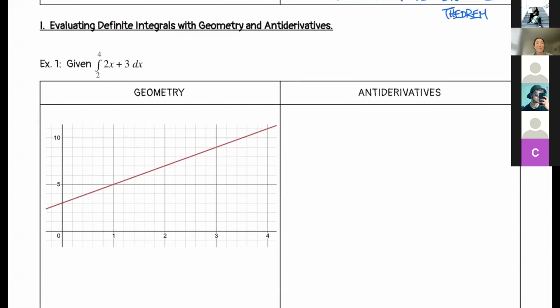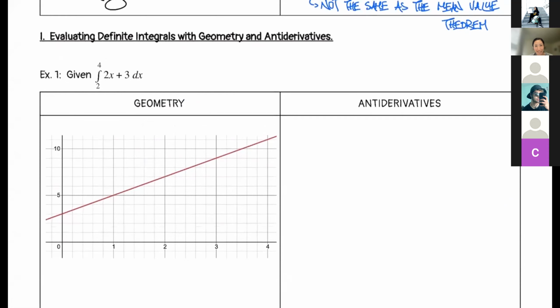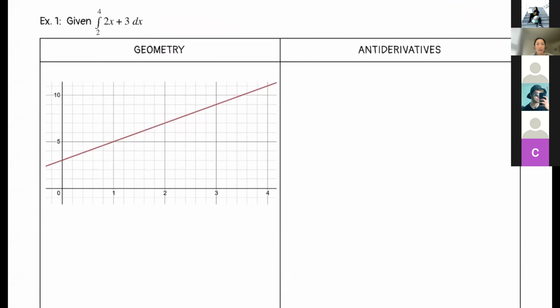Okay, so we're going to take a look at evaluating definite integrals with geometry and the idea of antiderivatives, okay? So we're going to start off with this problem here, which is given the function 2x plus 3, and we're taking the integral from 2 to 4 dx. What does that even mean? Okay, and so here's what this means.